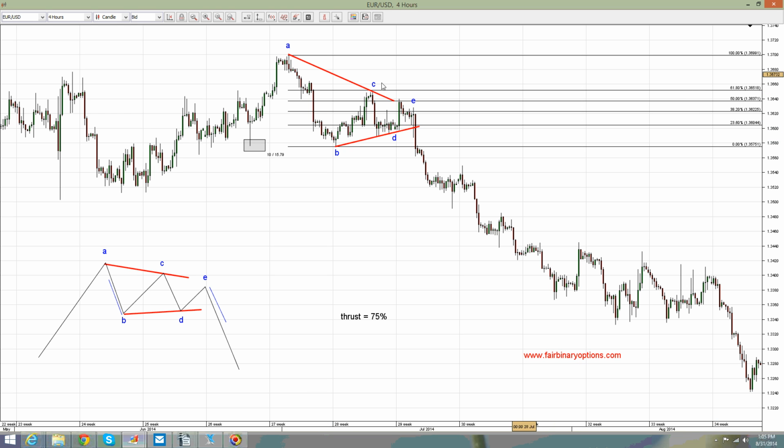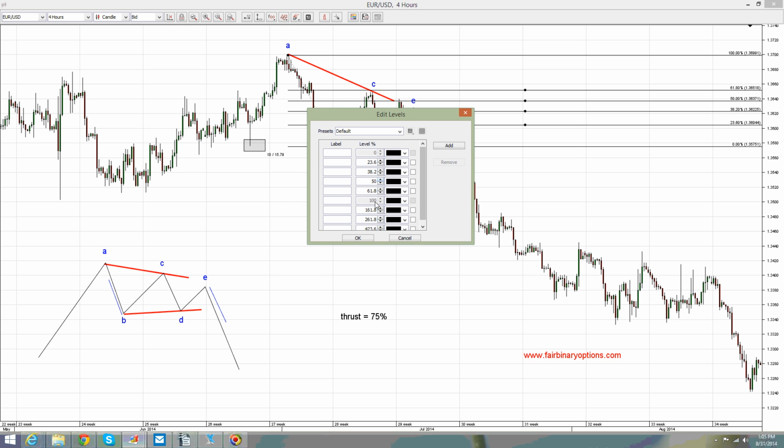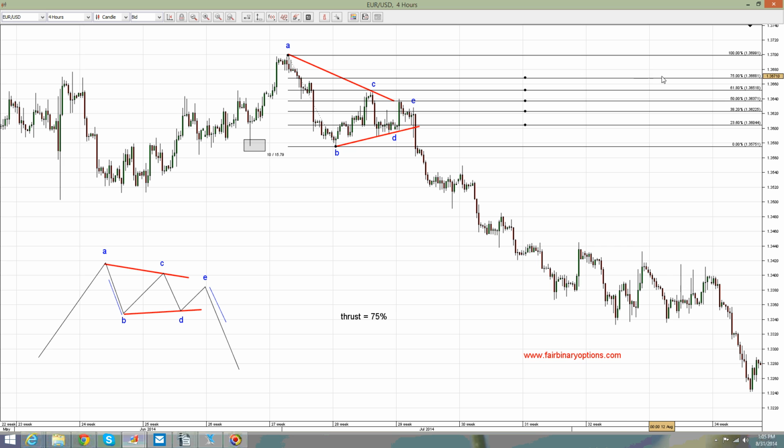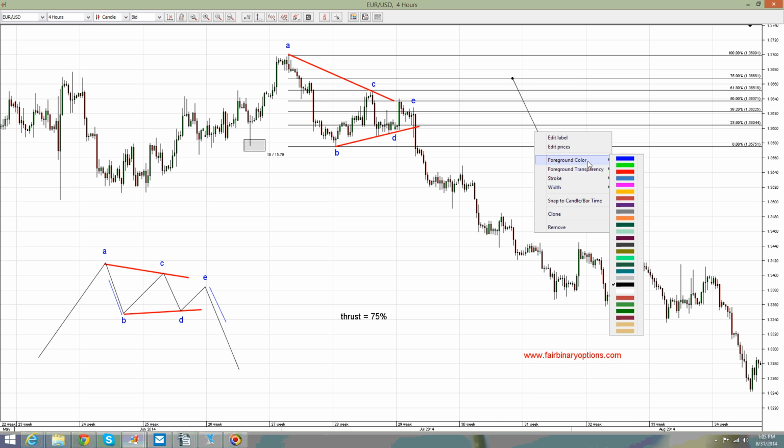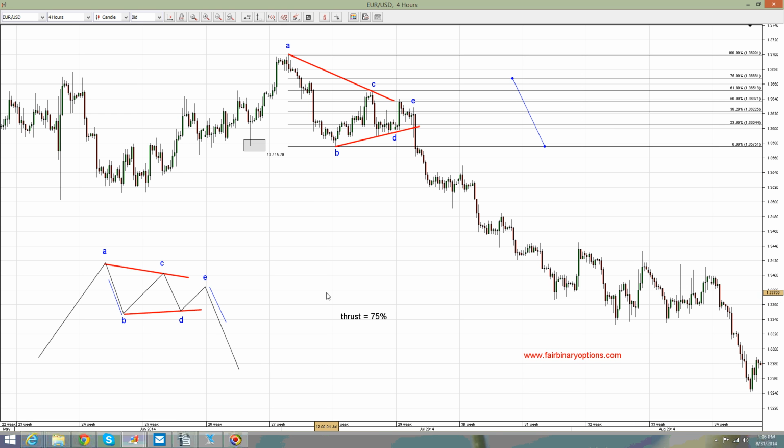Now this is 61.8. Let's try to edit a bit the Fibonacci tool, edit levels, and then we put 61.8. Let's put one here, 75, like this. Click OK, and then the 75% level appears there. So we just take the measured move, 75% from here to here. This would be the thrust of this contracting triangle. Let's make it blue like on the previous example.